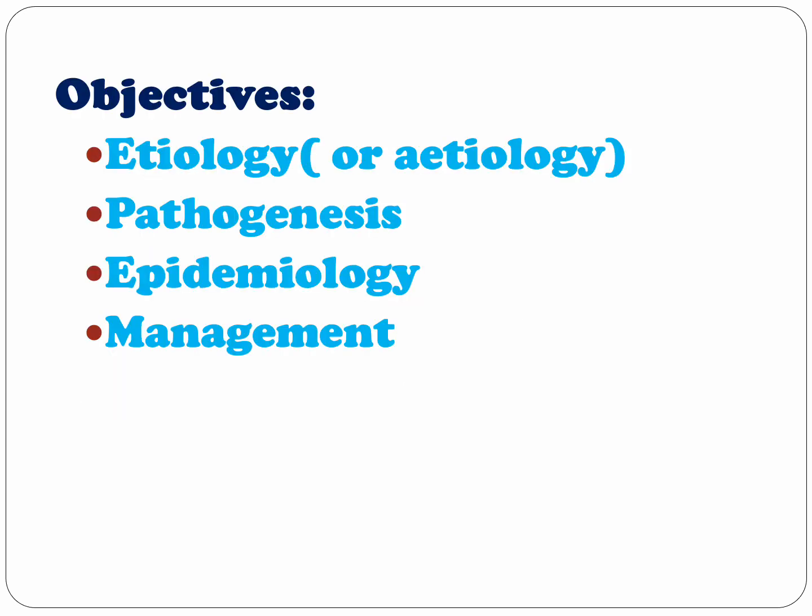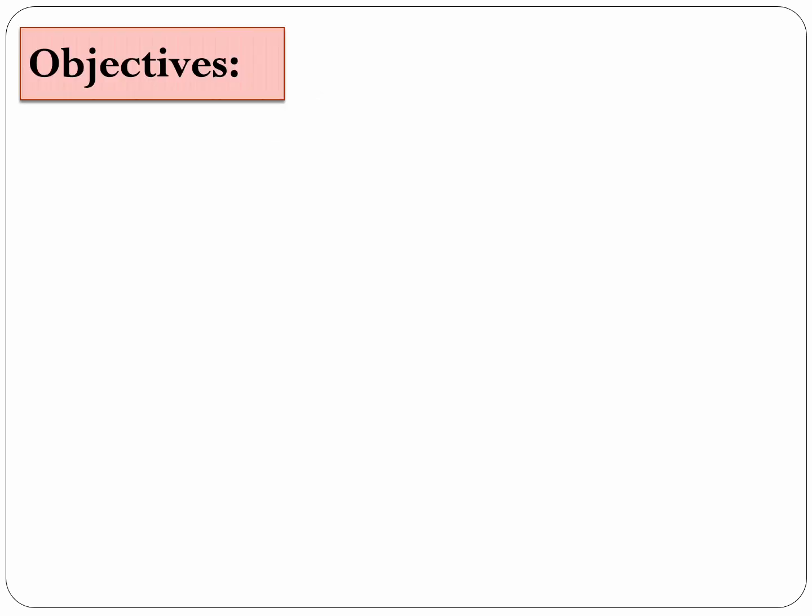The subject plant pathology has mainly four objectives. Number one is etiology, followed by pathogenesis, then epidemiology, and management.